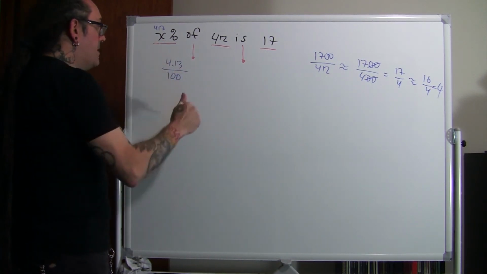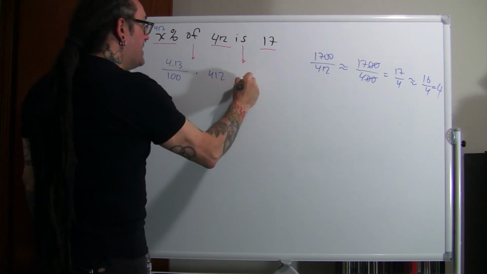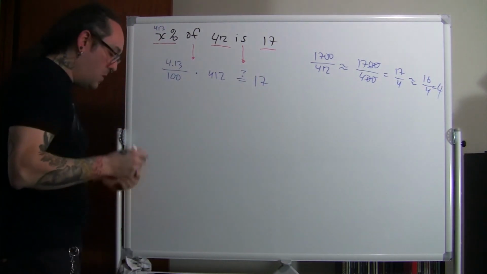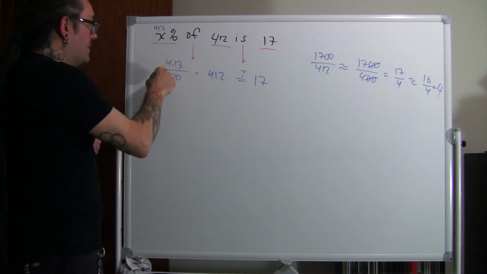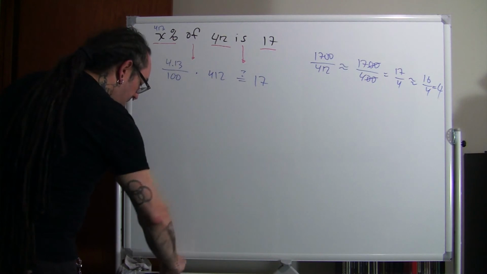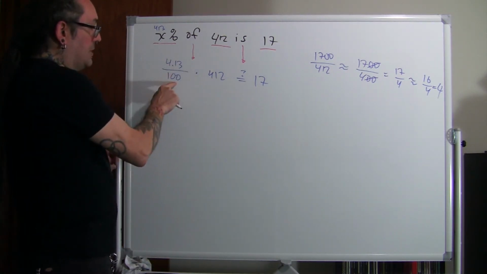4.13%, right, of, multiply 412. Is it 17? I'm asking. Okay, great. So let's deal with the fraction first. And actually, I don't have to deal with the fraction in the calculator because I'm awesome, and so are you. Here we go. Let's use the trick.